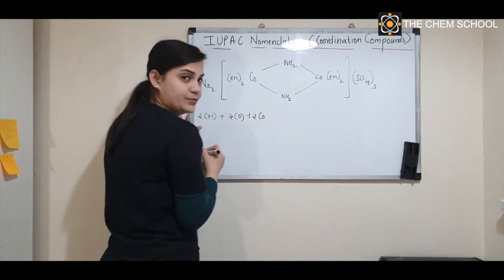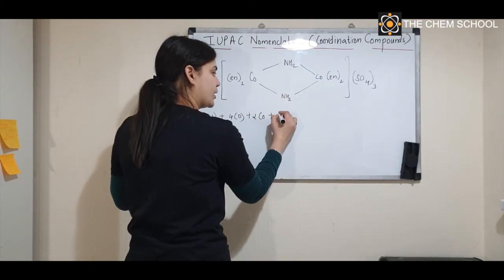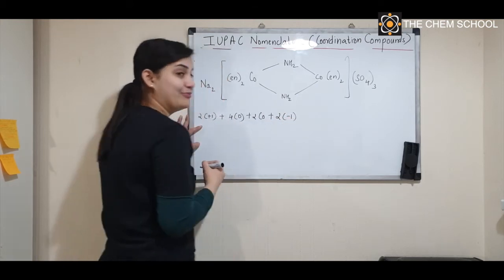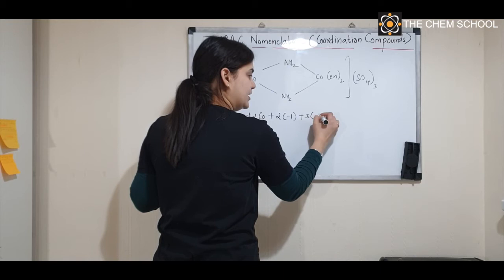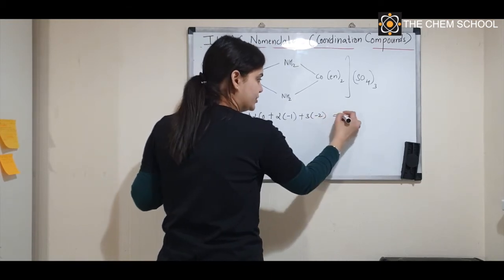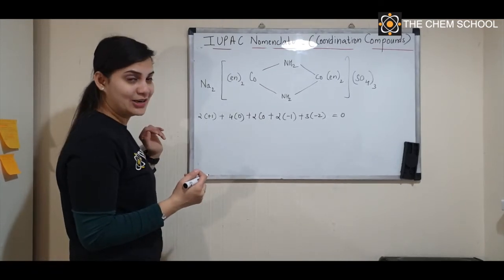You have 2 cobalt, so just write it as it is. Okay, NH2, you have 2, each of them has a charge of -1. Then you have sulfate, 3 sulfate, each sulfate with a charge of -2, which is equal to 0. No charge over here. Okay, calculate the oxidation state of cobalt.